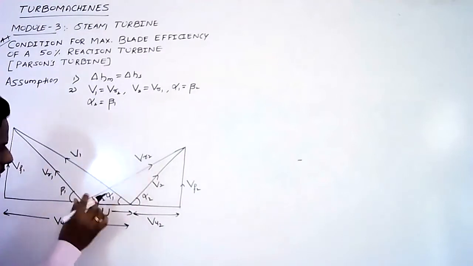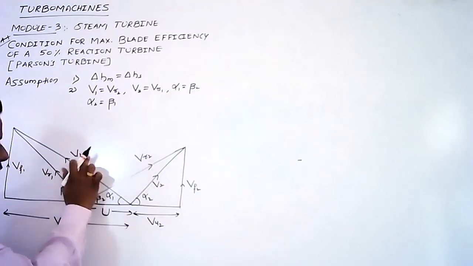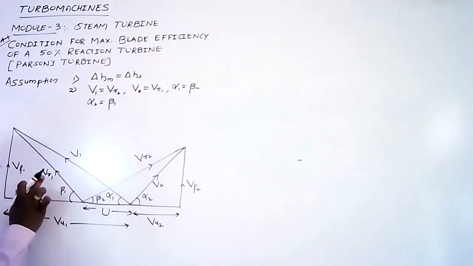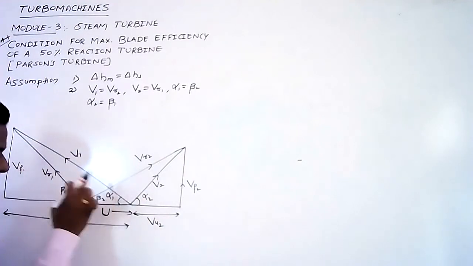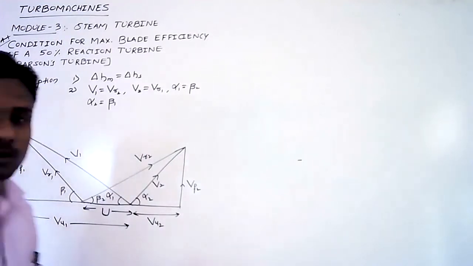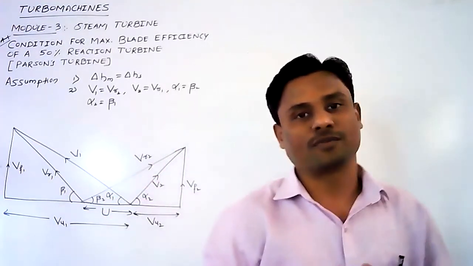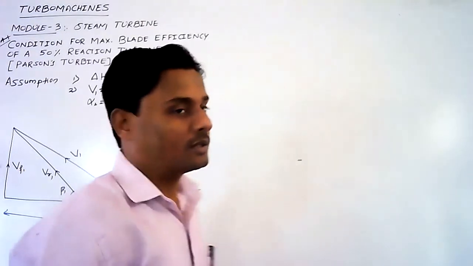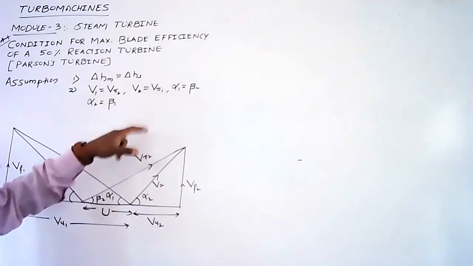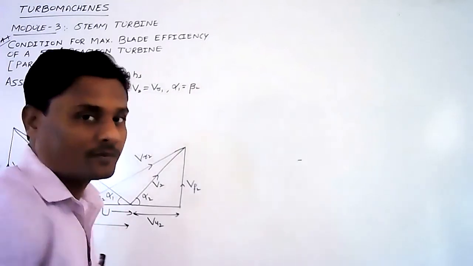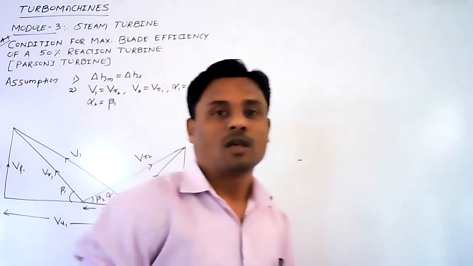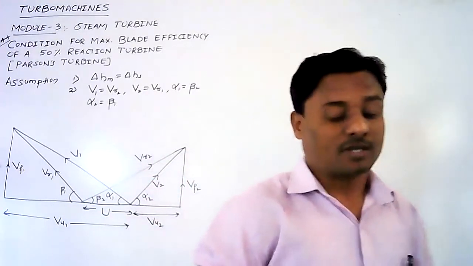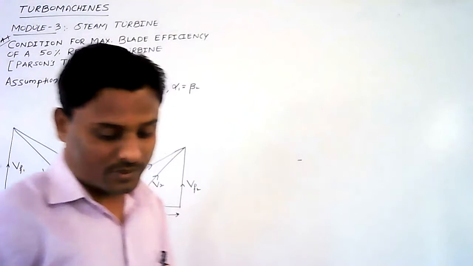V1 must be equal to Vr2, both should be the same. Next, Vr1 must be equal to V2. Similarly, beta 1 should be equal to alpha 2 and beta 2 is equal to alpha 1. So make sure that while drawing the combined velocity triangle for a 50% reaction turbine, the velocity triangle satisfies these conditions. Okay. So alpha 1 equals beta 2, alpha 2 equals beta 1, V1 equals Vr2, and V2 equals Vr1. So this is the combined velocity triangle for a 50% reaction turbine.